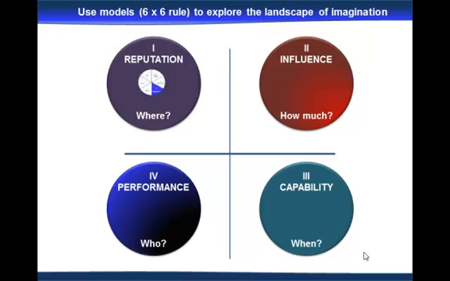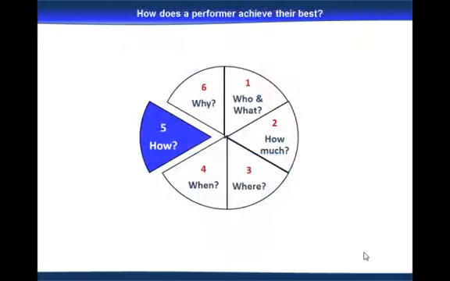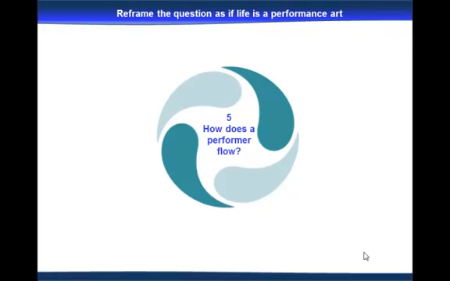And in the case of where, you remember from the 6x6 rule, you will understand that the where of our reputation is the map of our performance presentation. Our influence is in the second quadrant, which answers how much. Our capability answers the question when, and our performance answers the question who or what. So how do these 4 performance variables come together? Well, they come together by answering the question, how do we achieve our best performance or presentation?